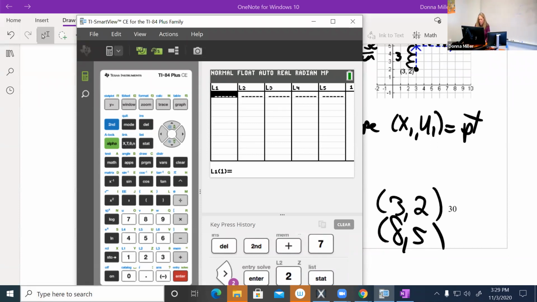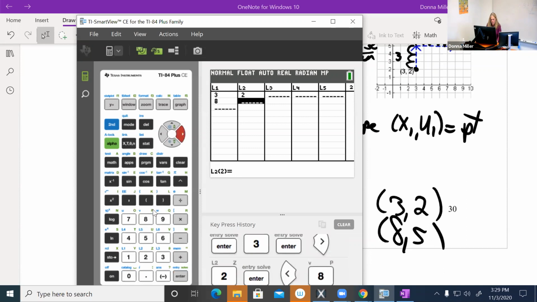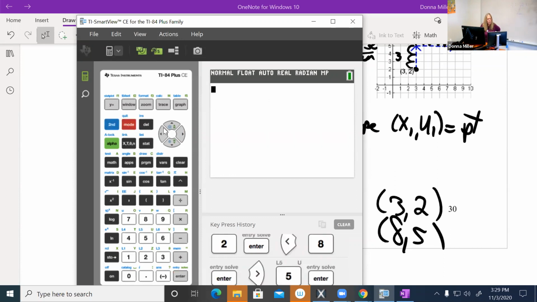All right, so we're going to enter the points. So you just type L1 is the X and L2 is the Y. So it's 3, 2. And the other one was 8, 5. All right, now I have them in L1 and L2. I have to quit out of that. So I hit second and quit right here above mode. Okay, now those are stored in memory.